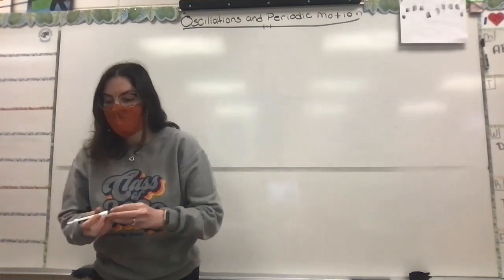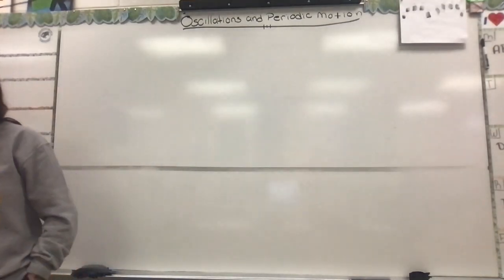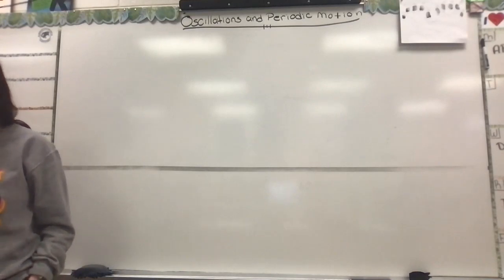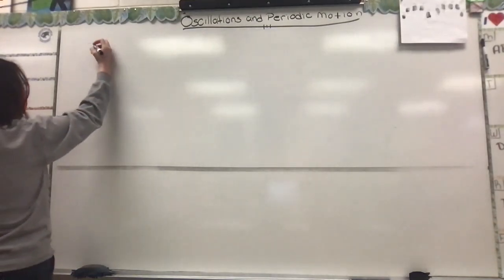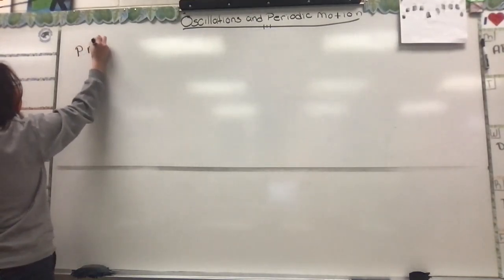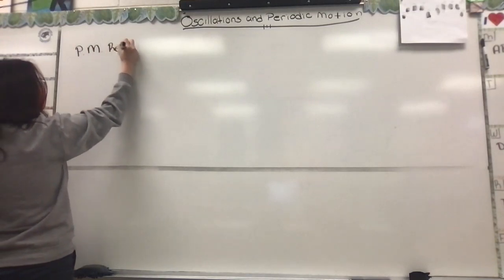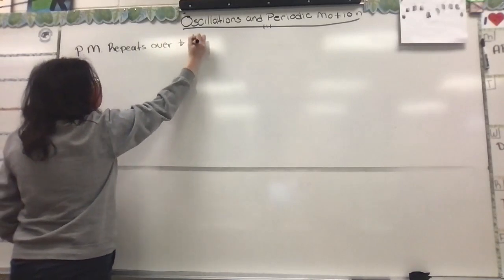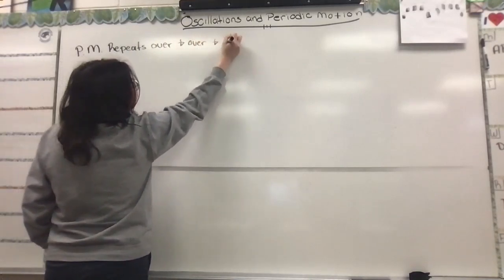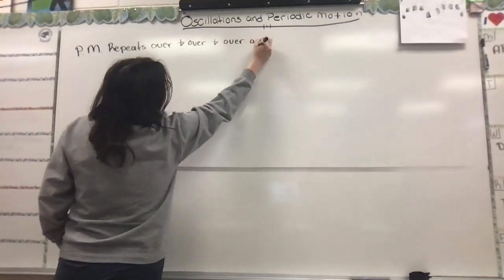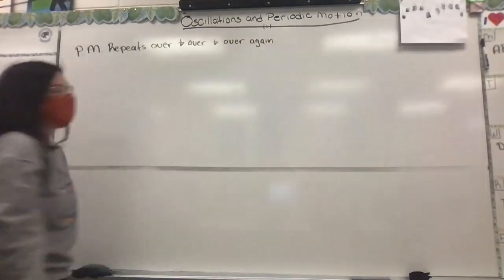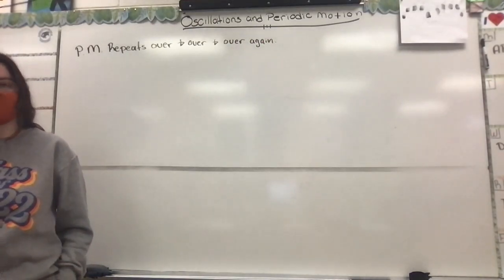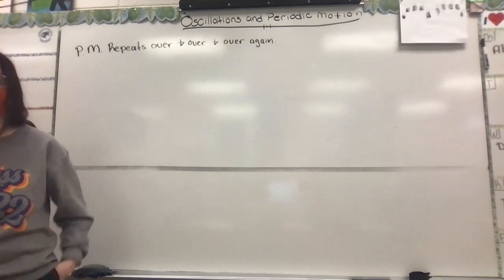Okay. So when we talk about periodic motion, it is a motion that repeats itself over and over and over again. So periodic motion repeats over and over and over again. So it keeps repeating, okay? And yeah, like a clock, exactly. Exactly like a clock.